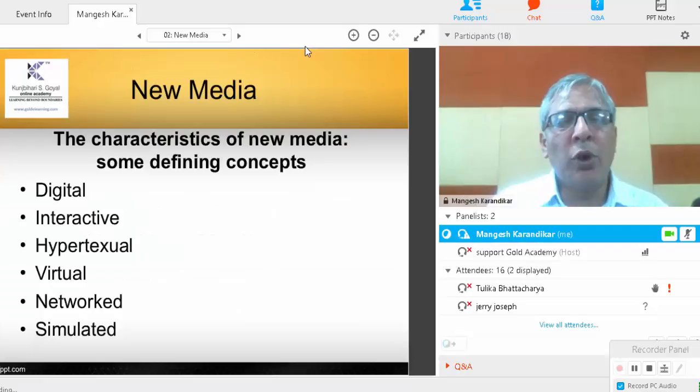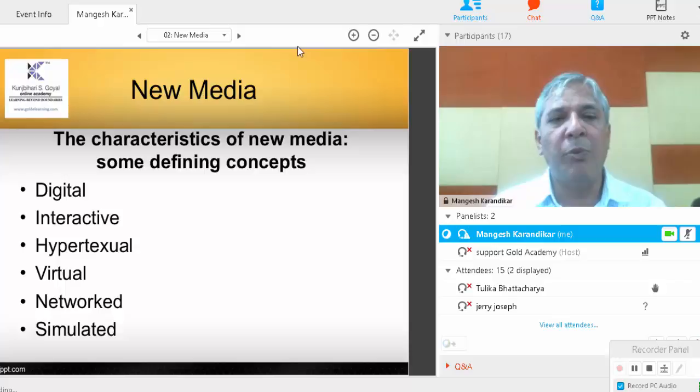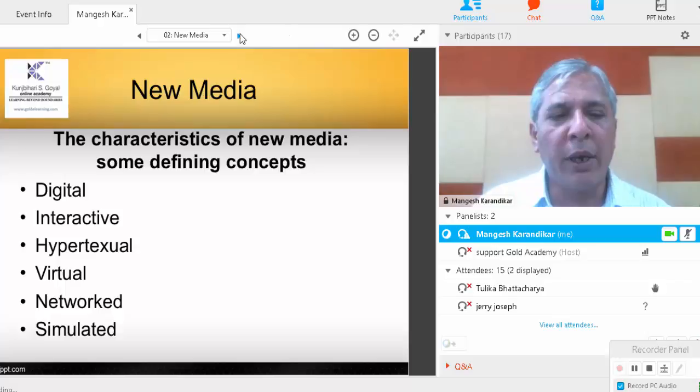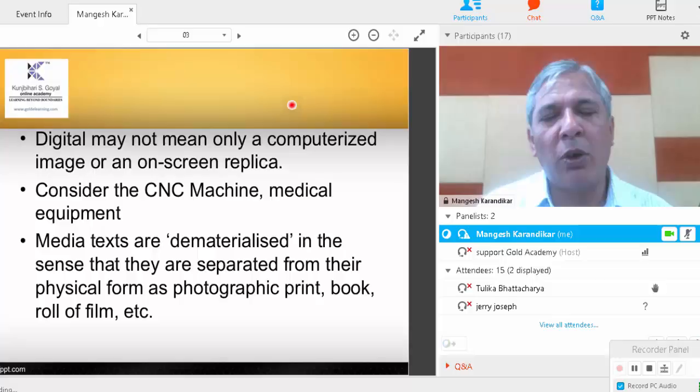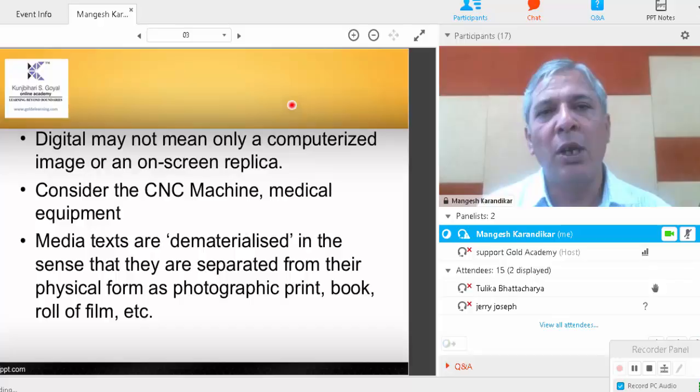When you look at new media, the six main characteristics of new media are digital, interactive, hypertextual, virtual, networked, and simulated. Now, I know most of you know these terms, but we'll deal with them quickly as we don't have much time. When you talk of digital, you generally speak about the things on your computer screen, or maybe a mobile screen. But that's not the only thing that is digital in nature. The medical equipment you use, the CNC machines used for manufacturing several things, all these are essentially digital in nature.